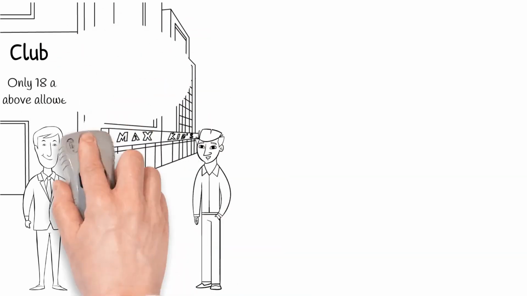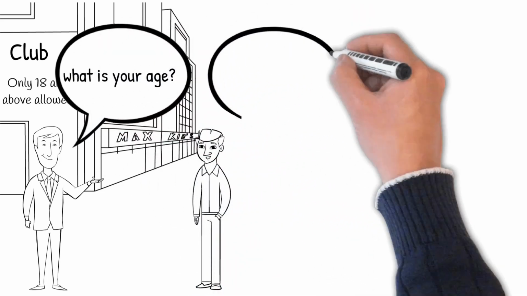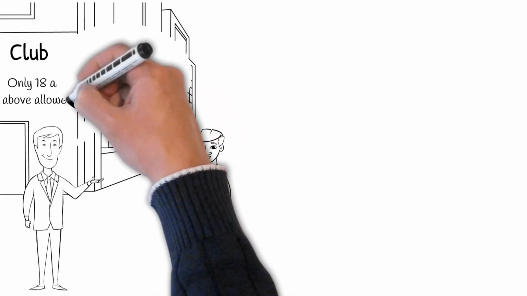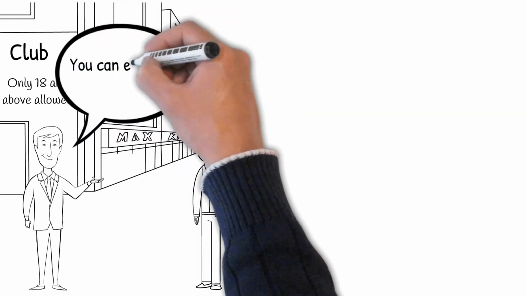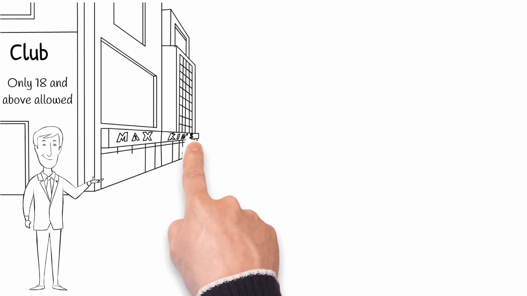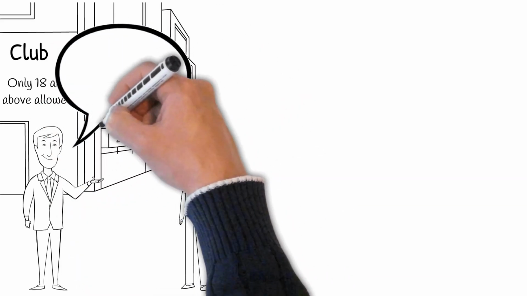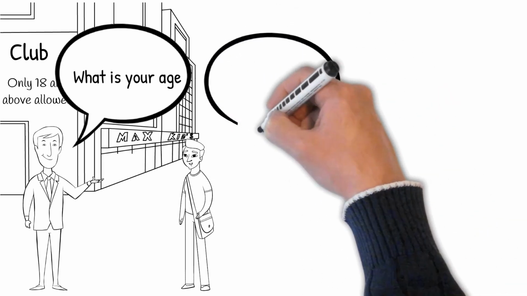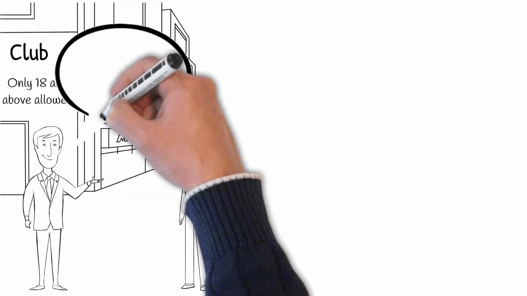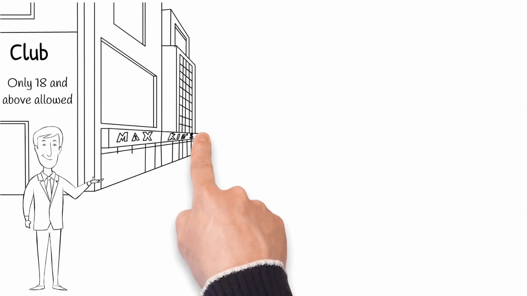So let's say the first person came and the guard asks, what is your age? Person replies 21. Guard says, that's okay, you can enter in the club. Welcome. Now after some time the second person came. Guard again asks, what is your age? Person replies 18. Because the club allows 18 and above, this person is also eligible. So the guard says, you just got eligible, you can enter in the club.